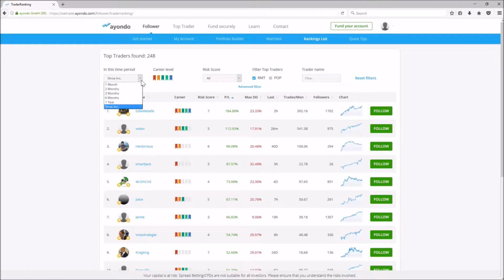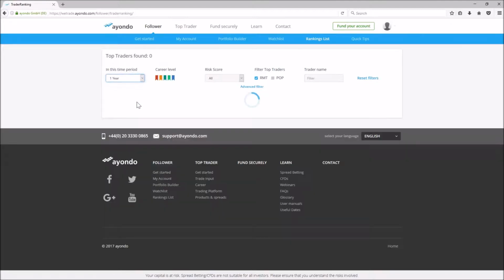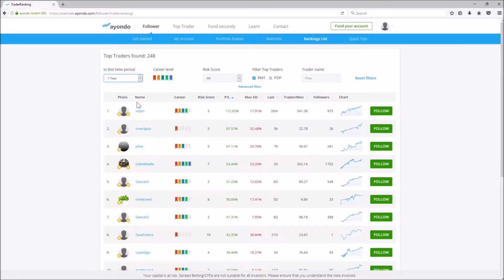And the trend is heading in the right direction. Let's just change this and say over the last year. Let's see who stacks up over the last year. Here we go. So it's changed around a bit. Elon Mittal has slipped down to 4th, but still made more than 50% return over the last year. But Votan, this trader here, has made the best return. So a return of 112.9% over the period. Maximum drawdown 17.9%, so not too bad. And there's the shape of the P&L chart. But you can see straight away for me, and I look to follow about 5 traders.